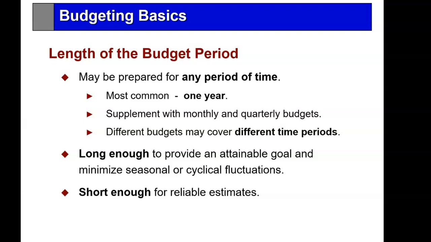And then you break that down into months or quarters, 3 months. Some companies do it by week, depending on the kind of product. If they have a product that's very perishable, then they will budget on a weekly basis. Nevertheless, the budget's long enough to provide a sustainable goal and short enough so that you can compare the estimates to the actual.